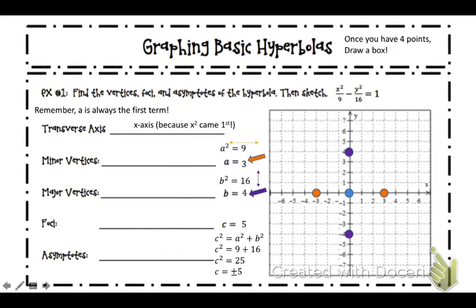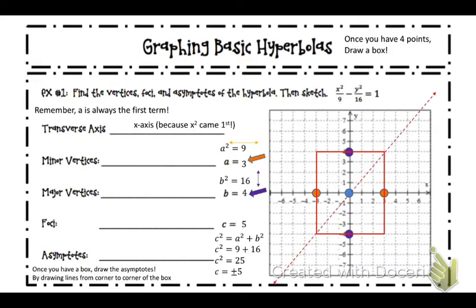Once I have those 4 points, I'm going to draw a box. Okay, this box makes it easier to actually graph this. Then once you draw a box, we're going to draw asymptotes. And you do that by drawing lines from corner to corner of the box. So there's that asymptote. And there is that asymptote right there. Then last thing I'm going to do is plot my focus. So C equals 5, and it's always on the transverse axis. So I'm going to go out 5 to the right and out 5 to the left. And there's my focuses.